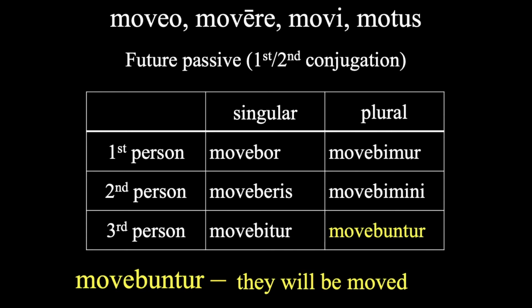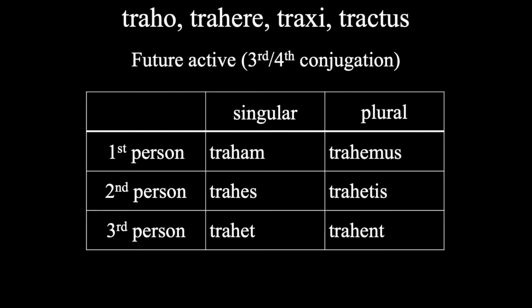Okay, as you will recall from earlier, future tense is unique in that it has a different set of endings for different conjugations, and it's the only tense that does. First and second conjugation use the bo, bis, bit endings that we just saw, but third and fourth conjugation use the am, es, et endings that we see here on the end of the verb trahere.